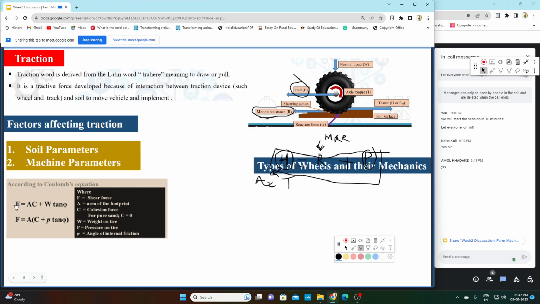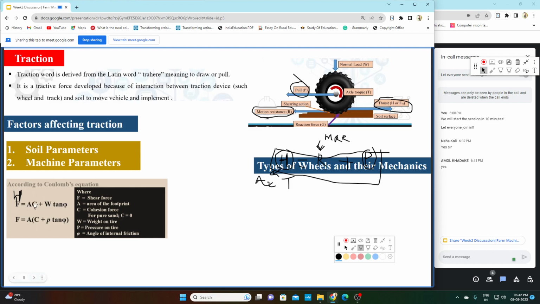And what is this Coulomb's equation? F equals AC plus W tan phi. So what is this F? This is your thrust force, the total tractive force or thrust force. This is your F, or you can also denote it by H. So H equals A into C plus W tan phi.